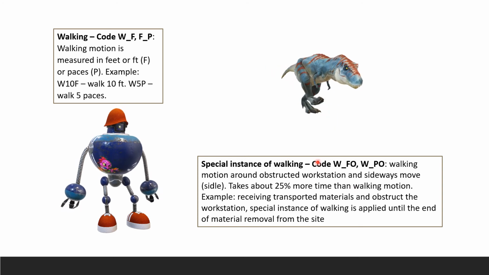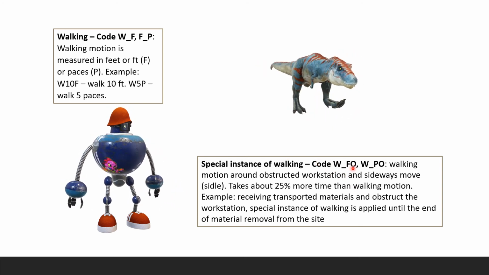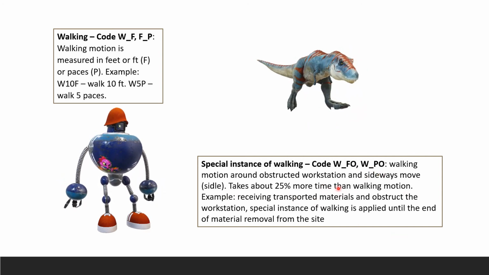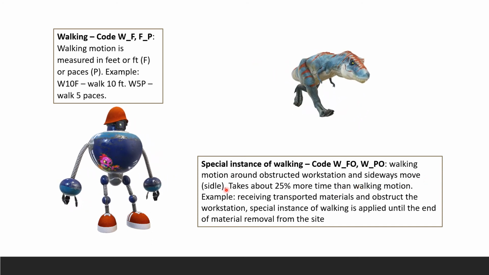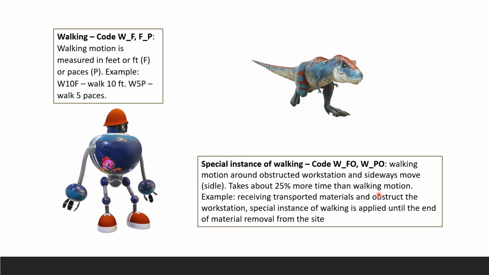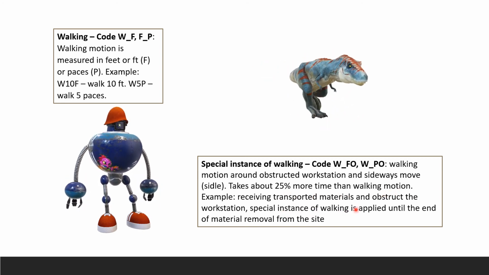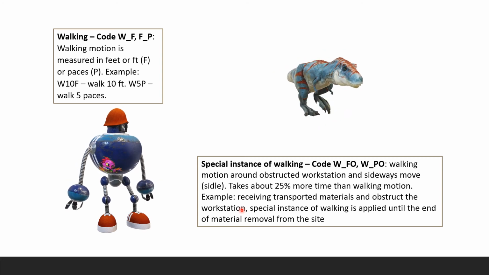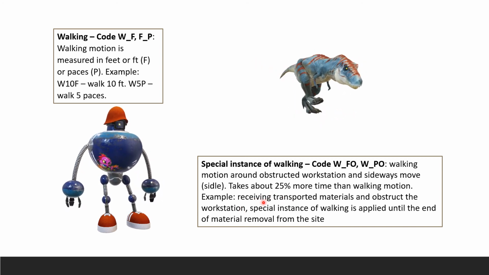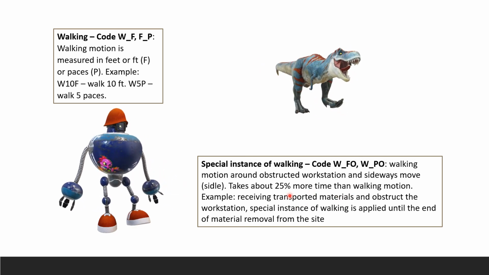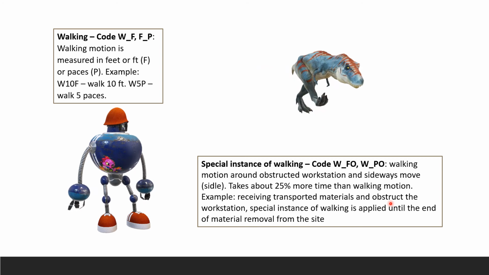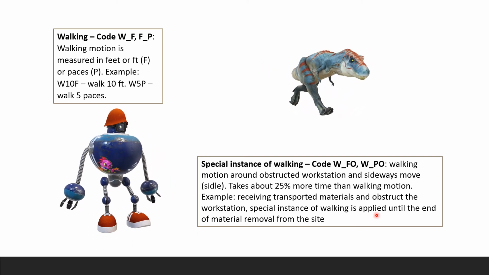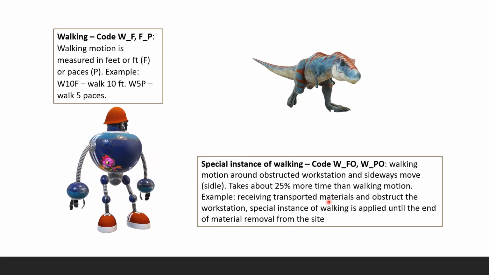Special instance of walking, so code W underscore FO, W underscore PO. So if you see this code, you know that it's your walking motion around an obstructed workstation, and sideways move, your sidle. It takes about 25% more time than walking motion. So for example, receiving transported materials and obstructed workstation. So in our miniature lab, the assembly line lab, your receiving personnel is transporting your parts to your workstation. And sometimes you're going to see an obstruction along that path. That's why it's slowing down. And then sometimes you drop your parts onto the floor. So that's what we're talking about, okay.